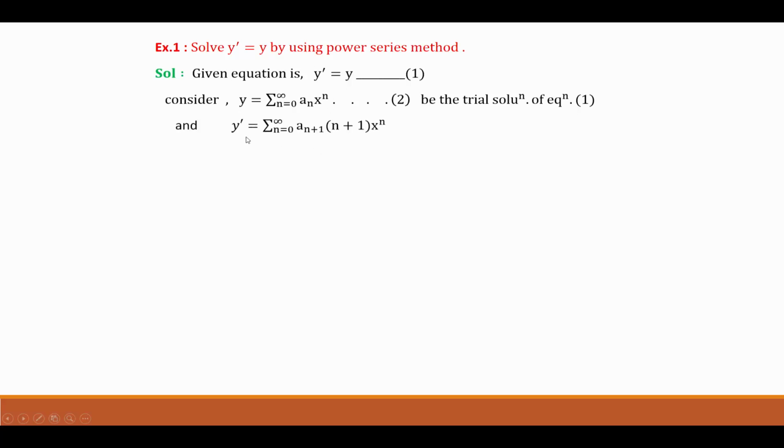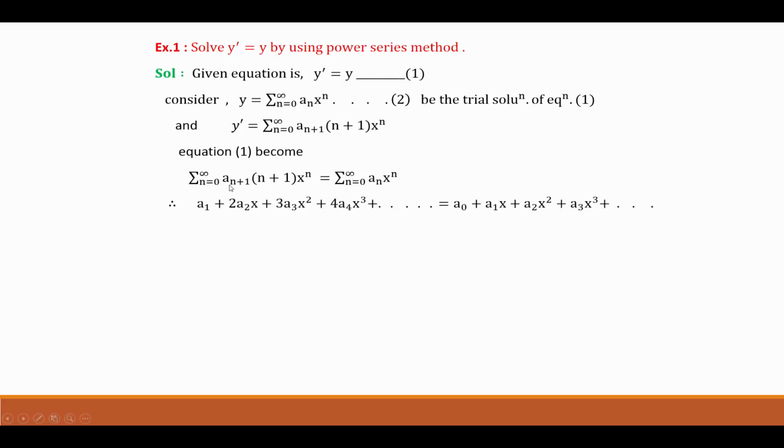Then y dash equals sigma, n from 0 to infinity, a_{n+1} into n plus 1 into x raised to n. Put the values of y dash and y in equation number 1 and find the values of a1, a2, a3. Therefore equation 1 becomes: put the value of y dash, sigma a_{n+1} n plus 1 x^n, n varies from 0 to infinity, equal to y, which is sigma a_n x^n, n varies from 0 to infinity. Write down the expansion of this series.